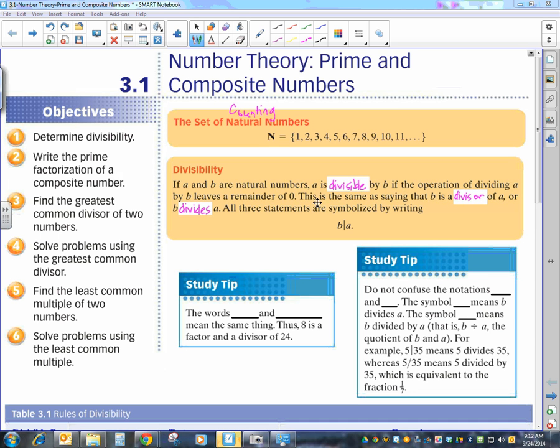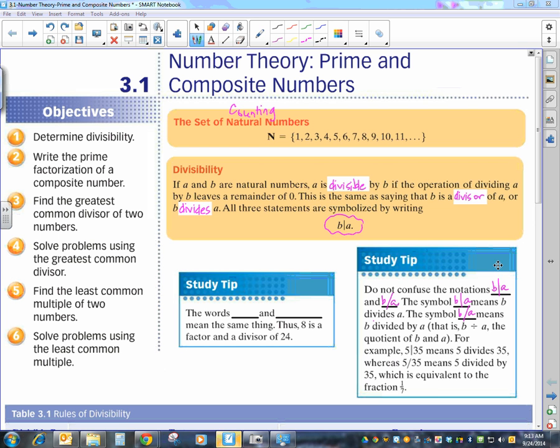Okay, all of those ways of saying it are symbolized by writing it like that. So that's a B first, vertical slash, and then an A. And so I gave you this study tip because I need you to be careful and make sure that you understand. Do not confuse the notation of B vertical A with B slant A, because the B vertical A means B divides A. But the B slant A means B is divided by A, which a lot of times y'all are writing fractions like that.